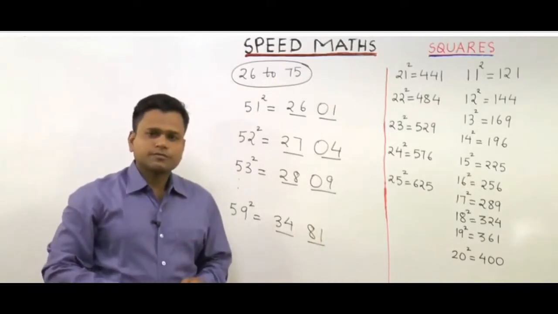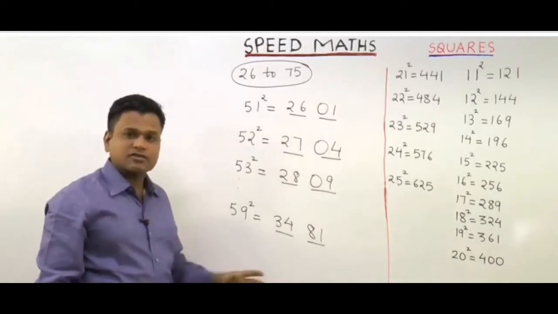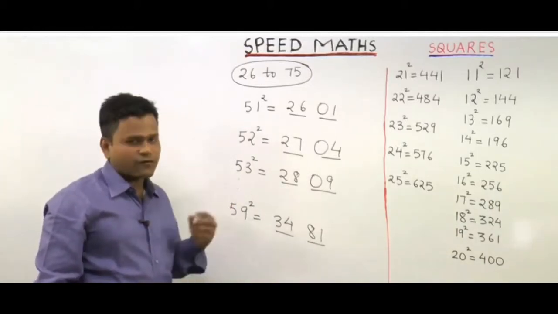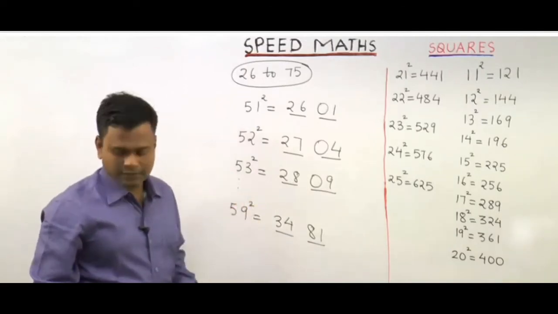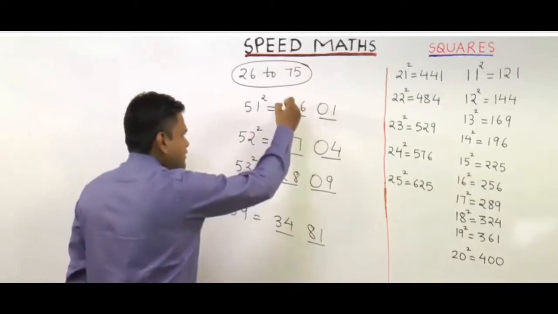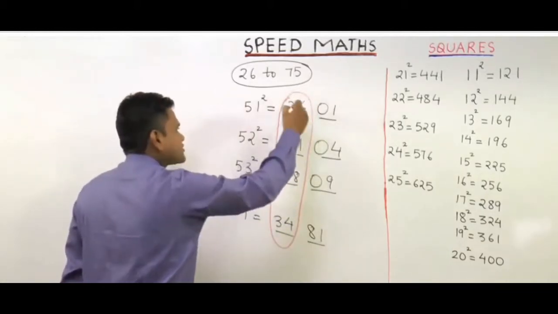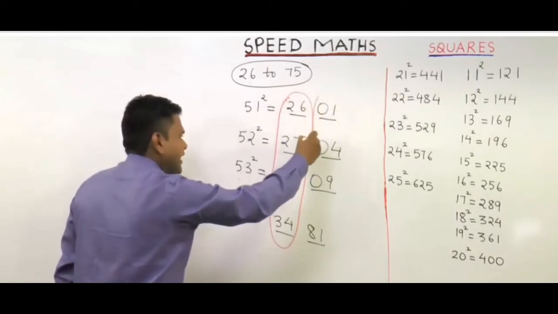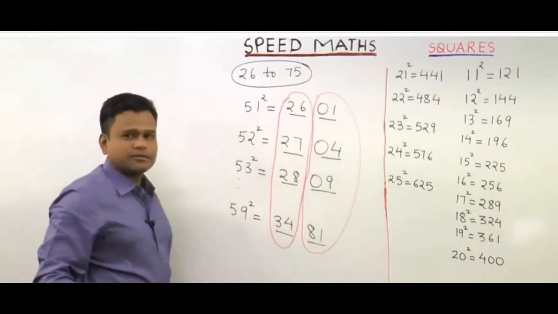What do we do? How do we get the answer? Maybe if I have to find out 57 squared or 62 squared, or for that matter even 42 squared. The pattern is this. If you carefully observe the number there in this first part, all these numbers are obtained by adding 25 to some number.